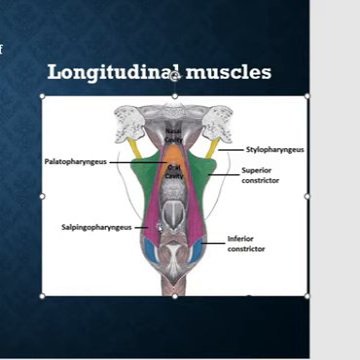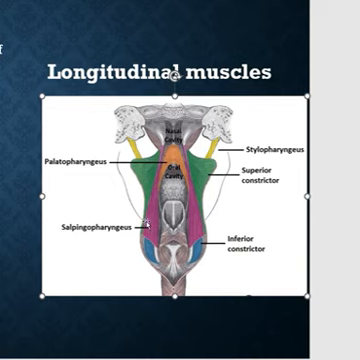Then talking about the second longitudinal pharyngeal muscle, we have the salpingopharyngeus. This salpingopharyngeus originates from the inferior cartilaginous part of the auditory tube, also known as the eustachian tube. Then it blends with the palatopharyngeus muscle.